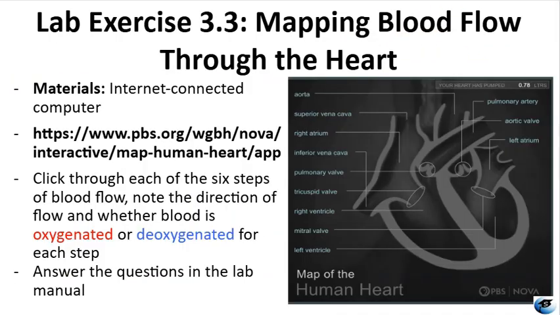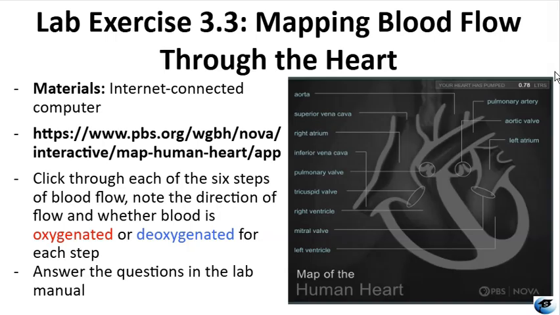For exercise 3.3, you will be looking at the path of blood flow through the heart using an interactive online simulation from Nova. So you'll want to go to the website, and then as you click through, there's 6 steps of blood flow. And through each of these steps, you want to pay close attention to the direction of flow, which chamber, which valve, which vessel the blood is entering and exiting, whether the blood is oxygenated or deoxygenated at each step. So you will actually track this by observing the color changes from blue. Blue means low oxygen to red.